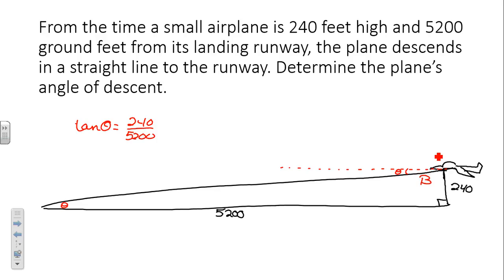Not the cotangent, but the inverse tangent, right? The arctangent, okay? We want the angle whose tangent has this for its ratio. So we're going to have to do the second tan of the 240 over 5200. We want that angle back. So if your calculator's in degree mode, you'll get your answer back in degrees. If your calculator is in radian mode, you'll have your answer in radians. So what is the arctangent of 240 over 5200? 3.64 degrees.